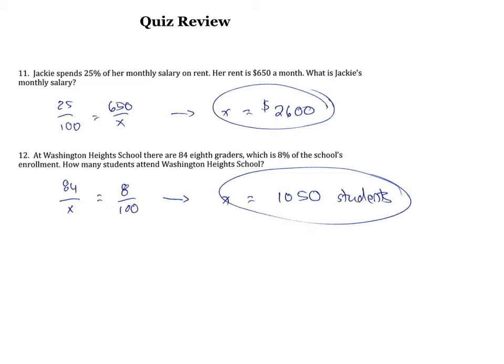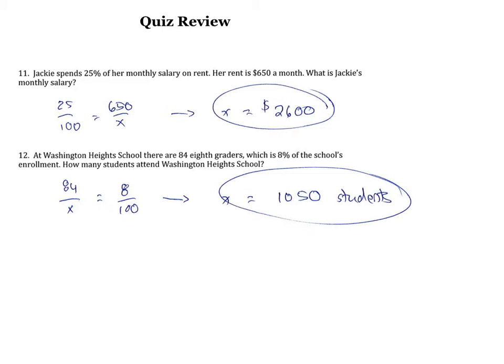As we end up our quiz review, Jackie spends 25% of her salary on rent. Her rent is $650 a month. What is Jackie's monthly salary? So again, we're going to start with a proportion. 25% is our first ratio. 25% equals 25 over 100.